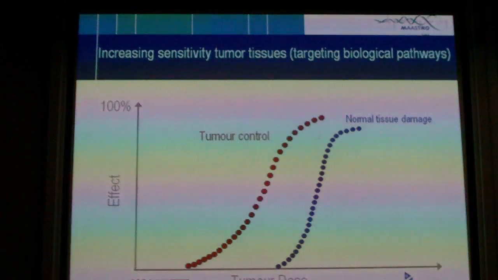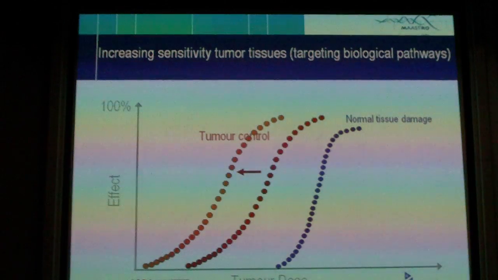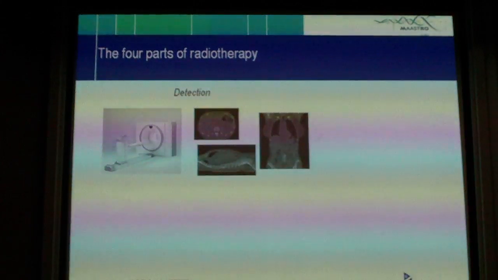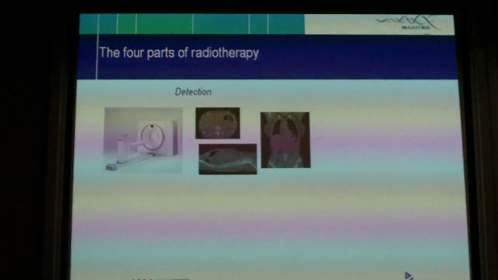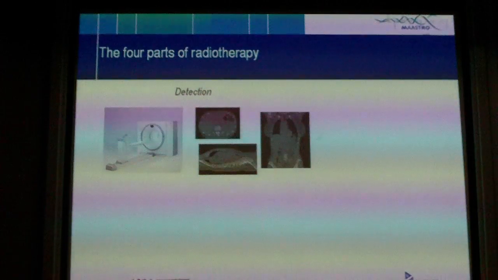You can also do it the other way around. You can shift your tumor control curve to the left by targeting biological pathways. I showed you some examples in the previous lecture. For example, autophagy blocking with chloroquine sensitizes to radiotherapy.